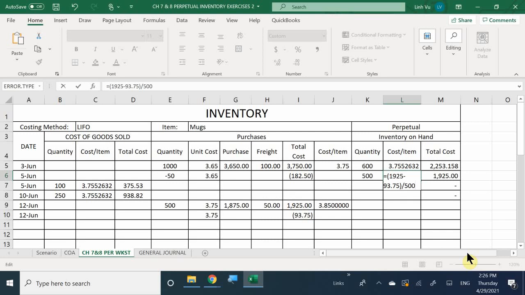I didn't return anything. The cups are still there. I just got a discount. So I paid less for what I originally purchased. So I'm going to make sure that I indicate that I need to figure out what my new total cost is and divide the whole thing by my total quantity, which is 500. So what should I get for my new cost per item?